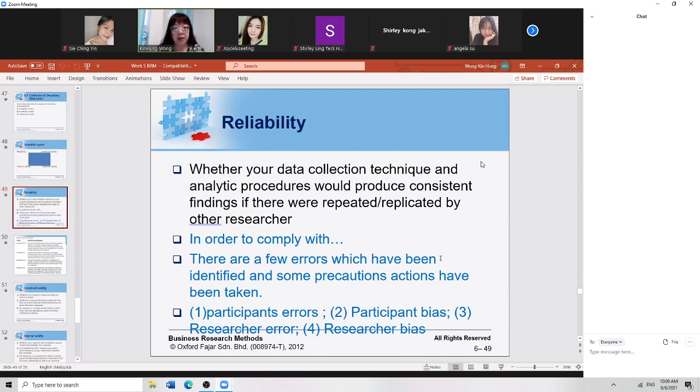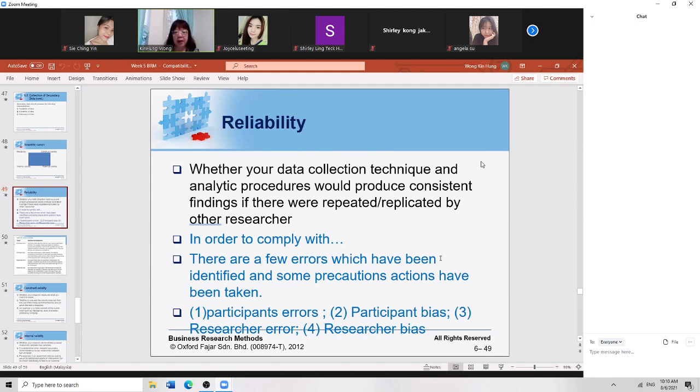So basically all the data must be reliable and must be valid. So what is reliability? When we look at reliability, the data collection will produce consistent figures, consistent findings, if they are repeated or replicated by other researchers. This is what we mean by reliability. Consistently, the finding is the same if it is repeated by other lecturers.